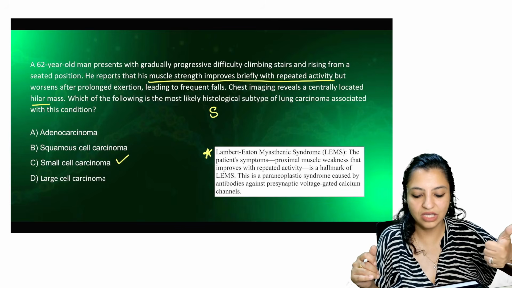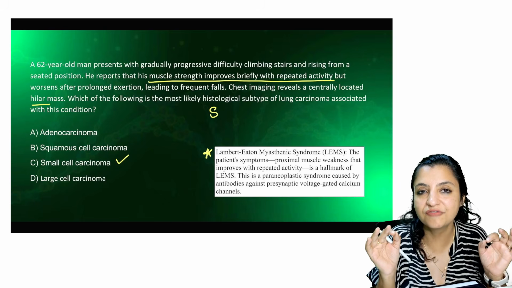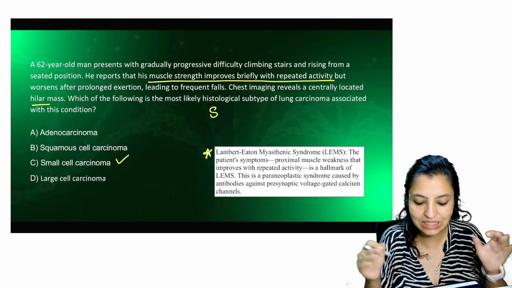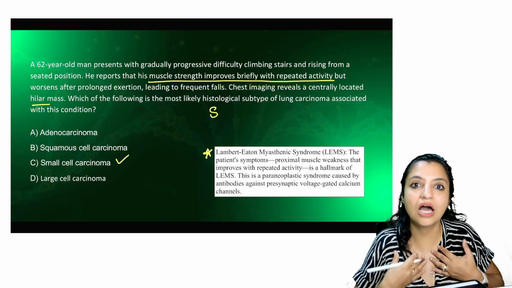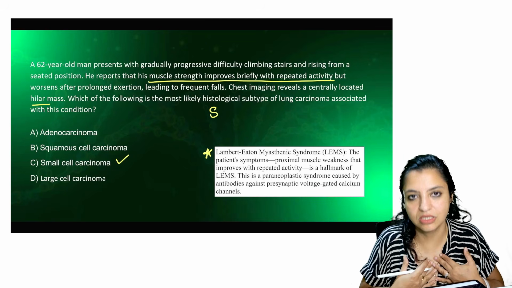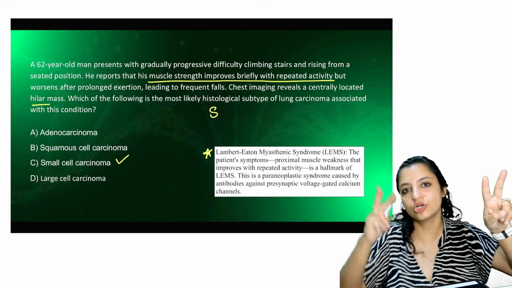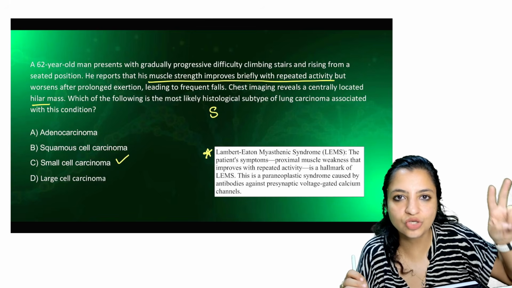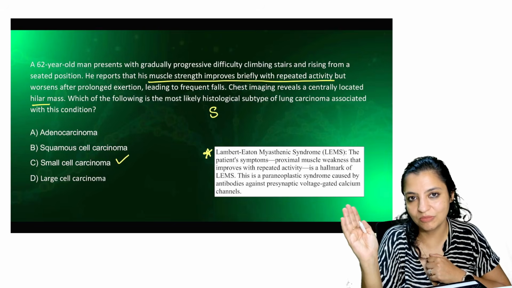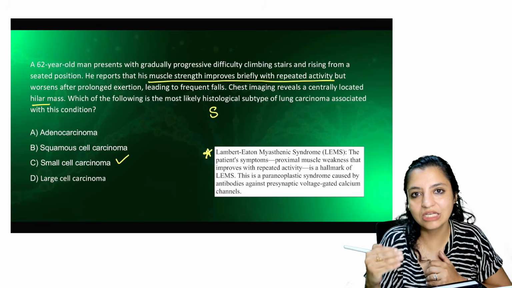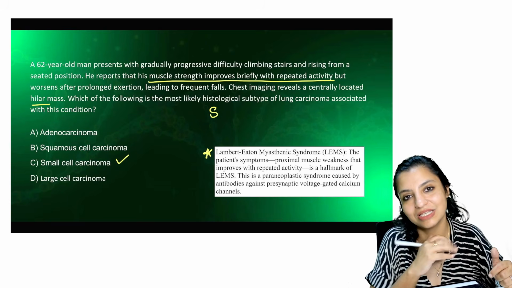The patient has difficulty in climbing stairs, and the typical history is muscle strength improves briefly after repeated activity. This is Lambert-Eaton myasthenic syndrome, and they also gave that the patient has a lung mass in the hilum, that is a central mass. Whenever they give you a central mass, there are two that can occur in the center: squamous cell carcinoma or small cell carcinoma. Squamous cell carcinoma usually presents with hypercalcemia. Small cell carcinoma can present with any paraneoplastic manifestation. Lambert-Eaton myasthenic syndrome is very commonly seen with small cell carcinoma, so your answer here becomes small cell carcinoma.